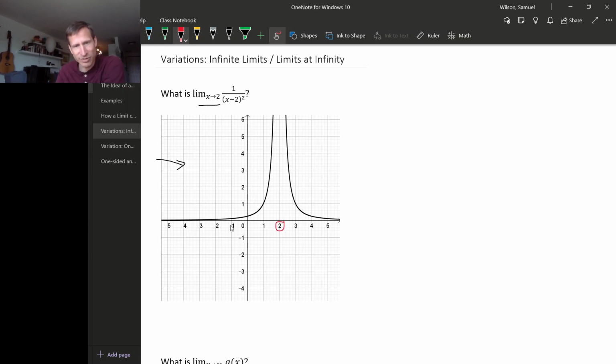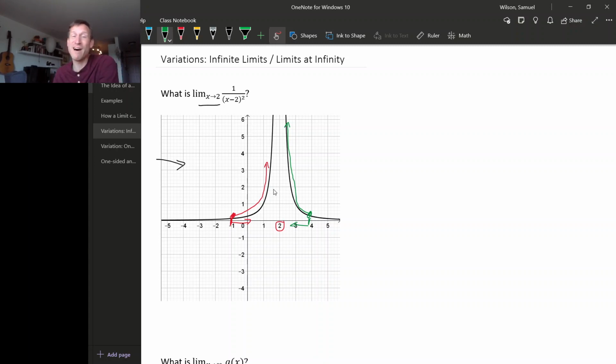So let's do what we usually do. We can start to the left of 2 and slide to the right. So that's the point on the graph starts here and goes this way. And then if we start to the right of 2 and slide to the left, then the point on the graph goes like this. So what height is the graph heading towards as we get close to x equals 2?